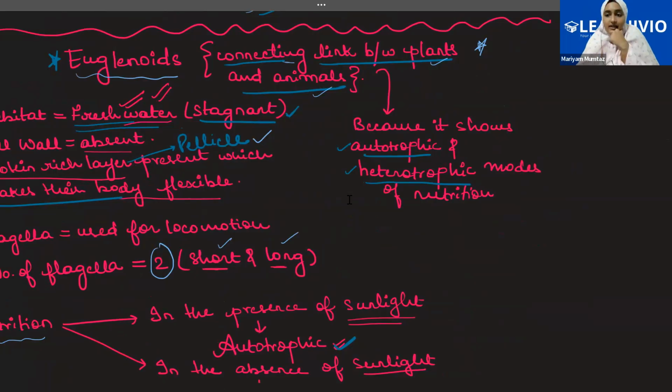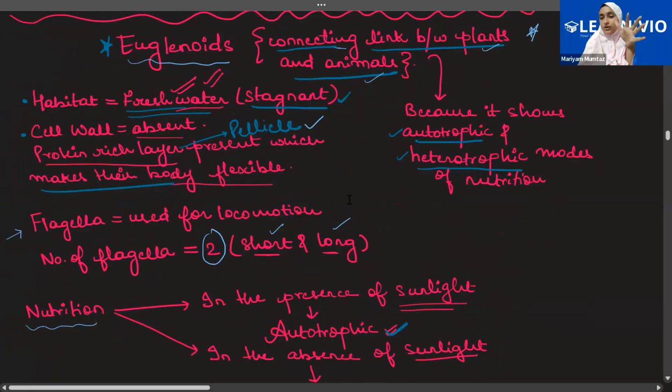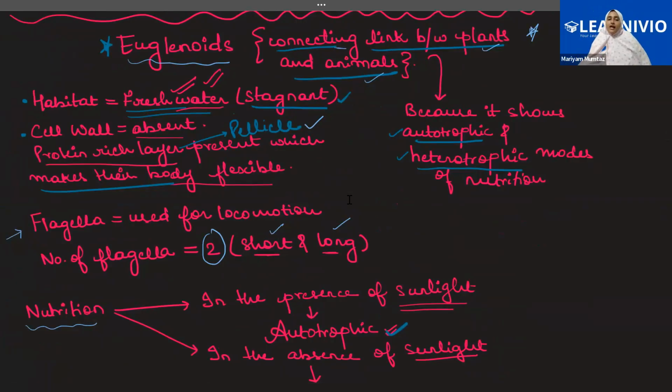Talking about the habitat that they have, they are freshwater dwellers. They live in fresh water. They do not live in the marine or sea water, and mostly they live in stagnant water. Stagnant water is the water which is not moving. They do not have a cell wall, but a protein-rich layer called the pellicle is present in them, which makes their body very flexible.